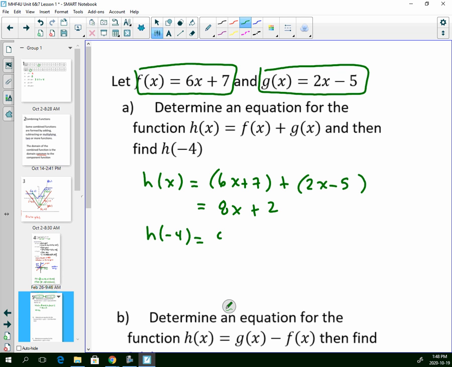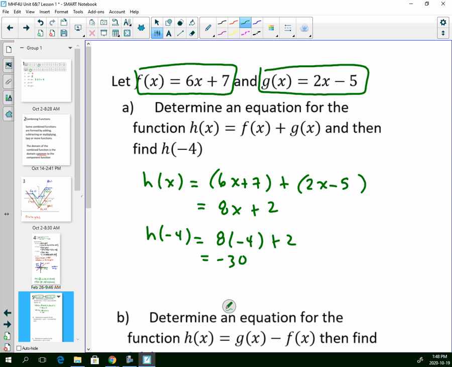So we'll just sub in -4 into the end result. So what's that? -32. -32 plus 2 is -30. Okay, so we just sub it in.